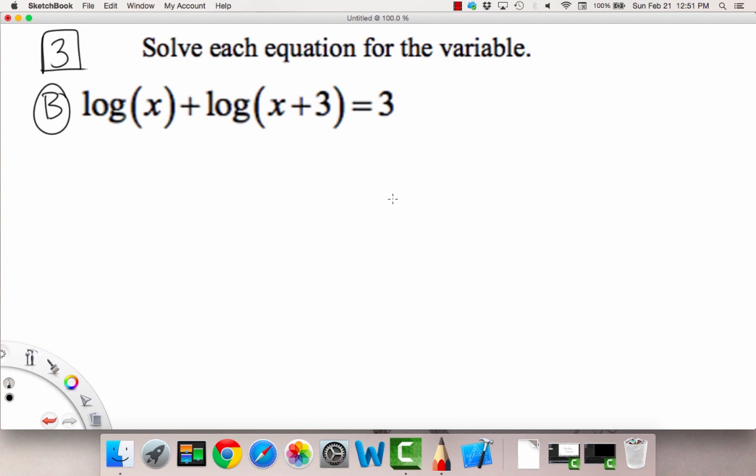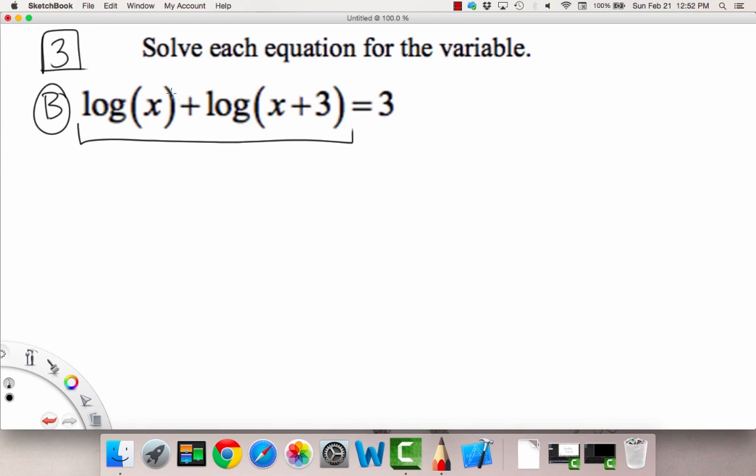Okay, now for part B, we're going to solve this equation. We see that we start with log, so we'll have to do some kind of inverse in order to get rid of that log, so we're going to have to exponentiate at some point. But for now, let's consolidate these two logs into one.